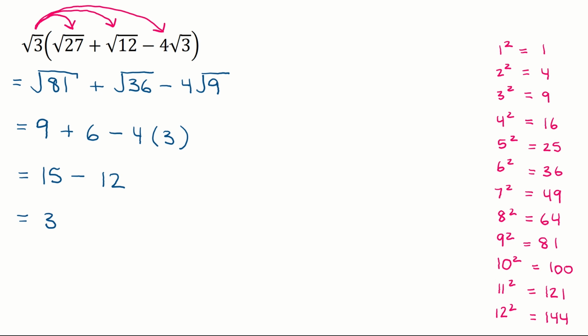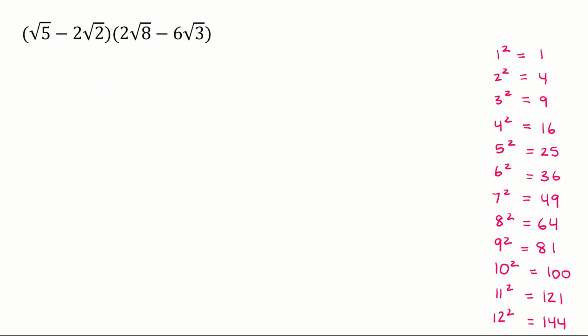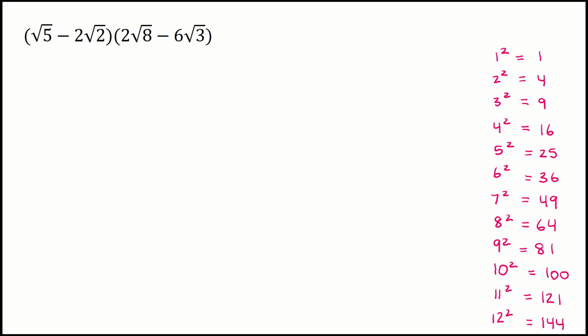Let's do one more example of this. So in this example, we have two brackets being multiplied by each other, so we have to FOIL this through. We're going to start with root 5 multiplied by 2 root 8. That's going to equal 2 root 40. Then we have root 5 multiplied by negative 6 root 3. So that's going to turn into negative 6 root 15.